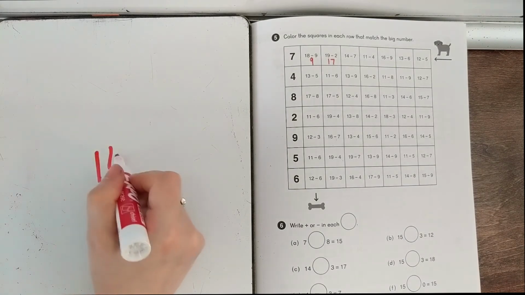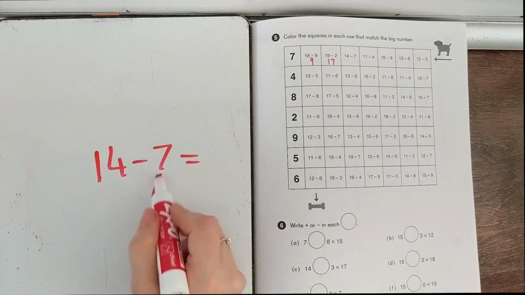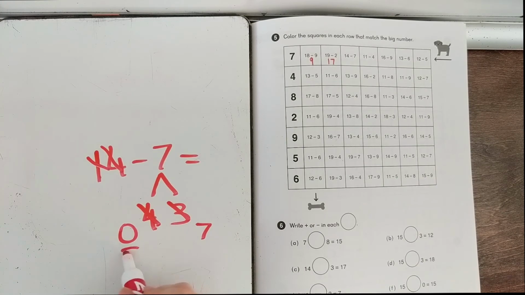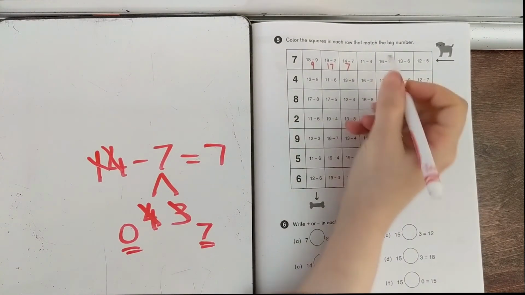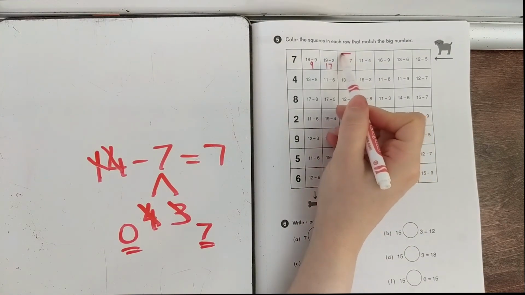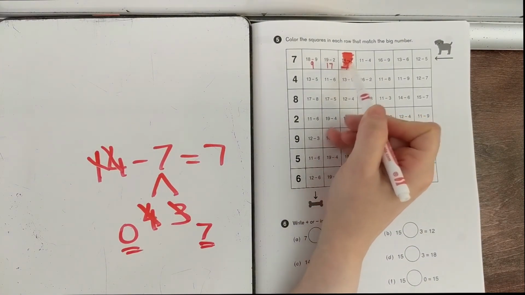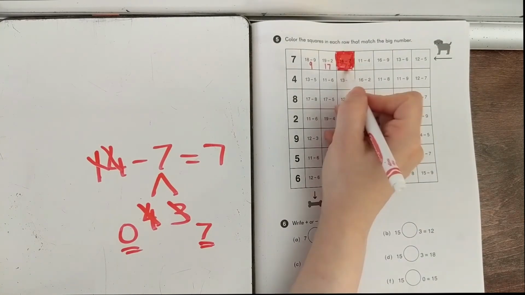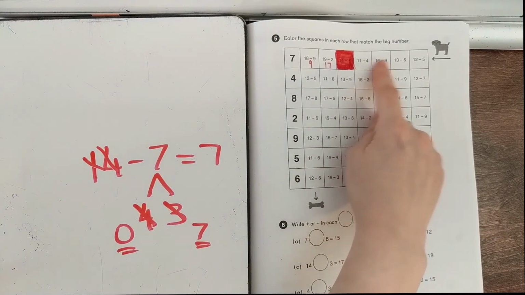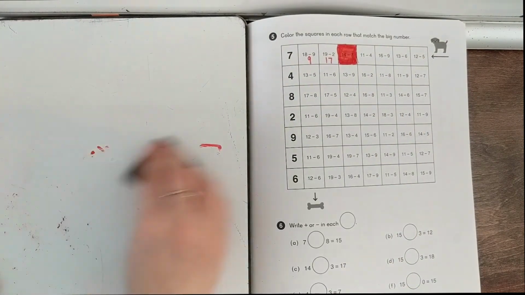14 minus 7. Inside the 7, there is a 4 and a 3. 4 minus 4 is 0. 10 minus 3 is 7. Oh, look at that. We found the number 7. So this box I can color. Of course, I don't have any crayons, so I'm just going to use my marker. Are we done? We found one. We're not done. We still have to do all of the rest because there could be more 7s.